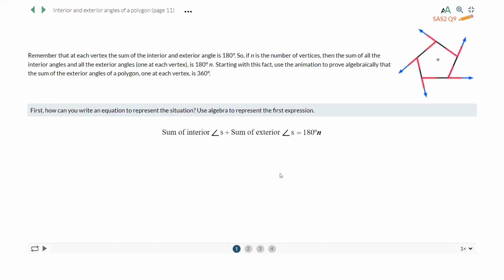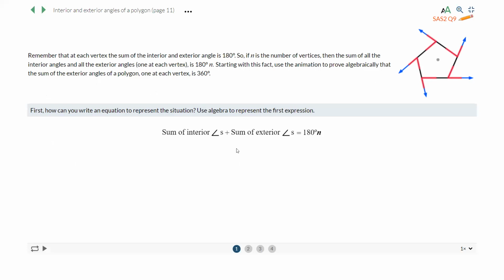Because I think it'll be a little easier if we do that. Looking at Agile Mind, you're going to see it's exactly where they're starting off. We know that individually, each of those vertices is 180, so putting them together and adding them all up to find the sum of both the interior and exterior angles is going to be 180 times n.